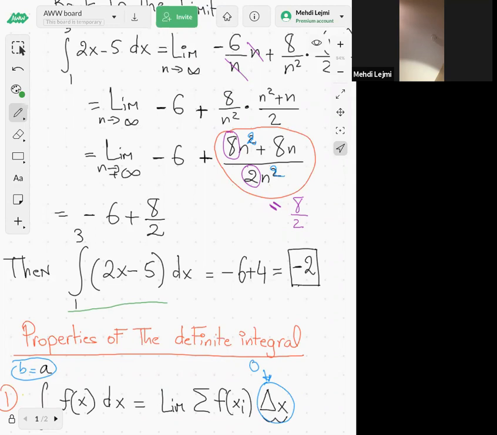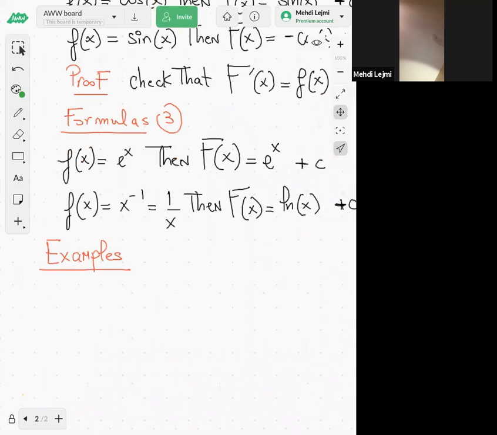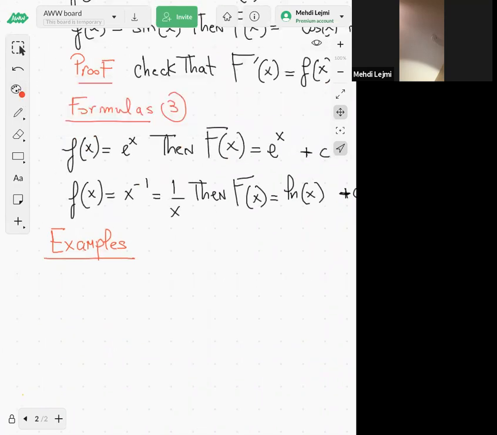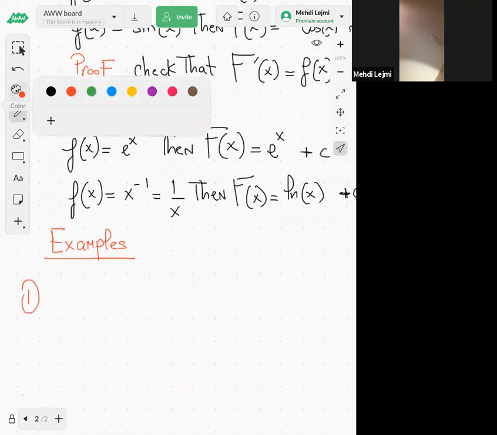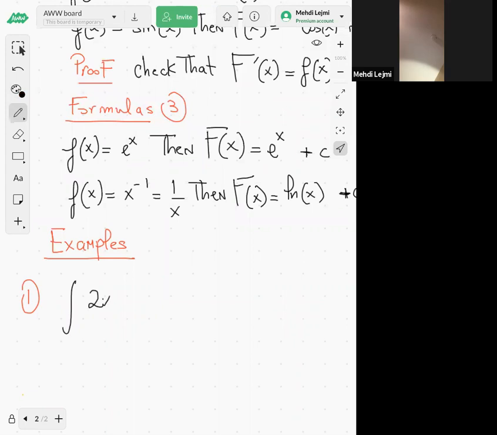So let's see if this is true if we use our formulas. We have 2x minus 5 dx from 1 to 3. So this is our example one. I'm going to compute the integral of 2x minus 5 dx. Well, probably before the examples, guys, let me just mention the theorem I'm going to use in these examples.